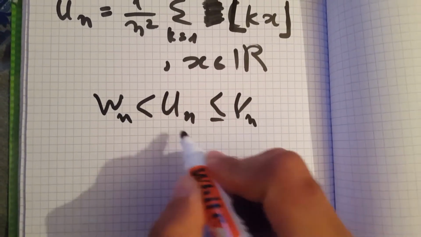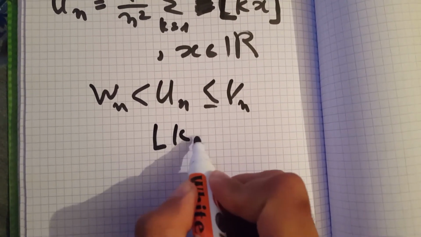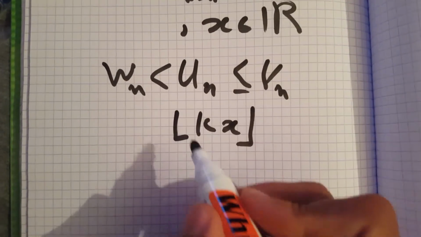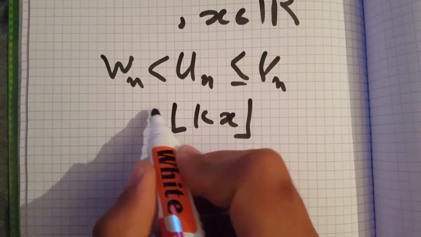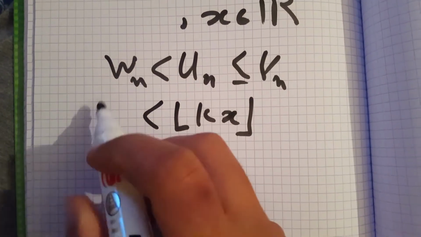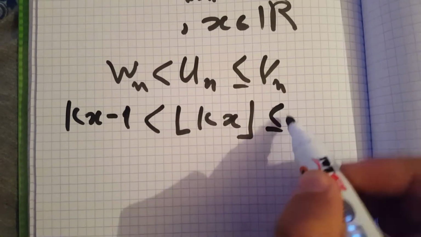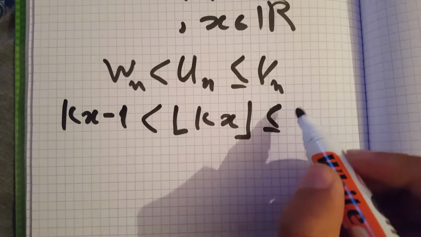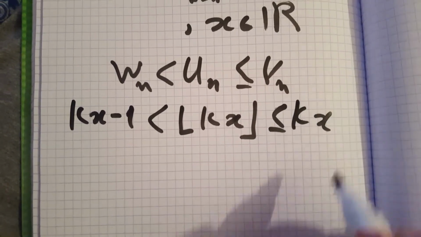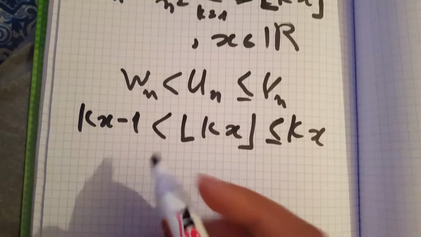So we will start with, we know that the floor function of k multiplied by x is bigger than kx minus 1, and it's smaller or equal to kx, and we will plug the sum on the three sides.